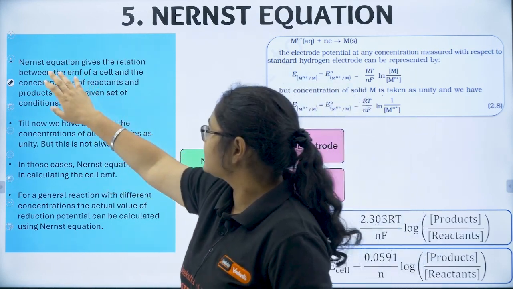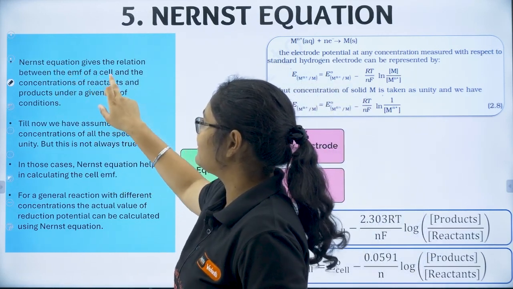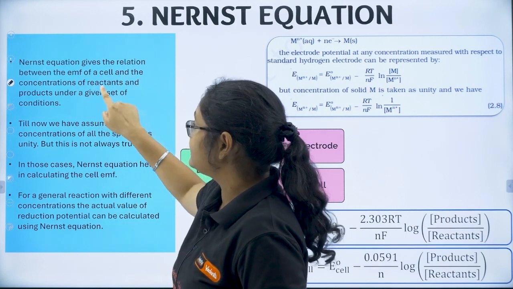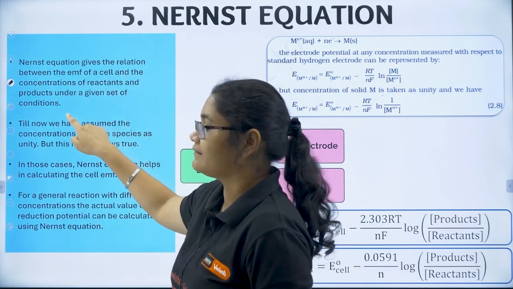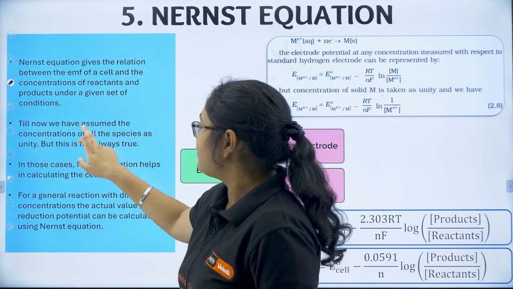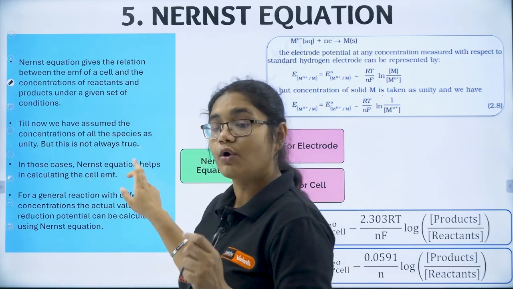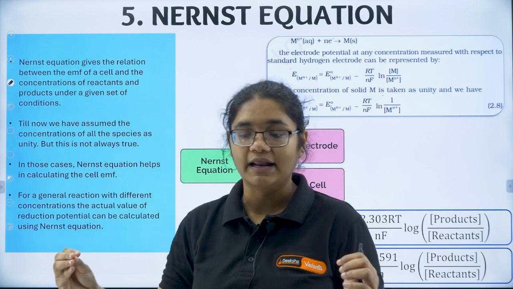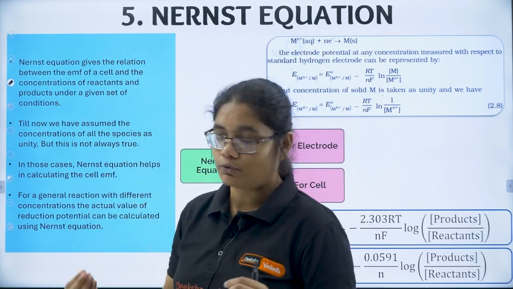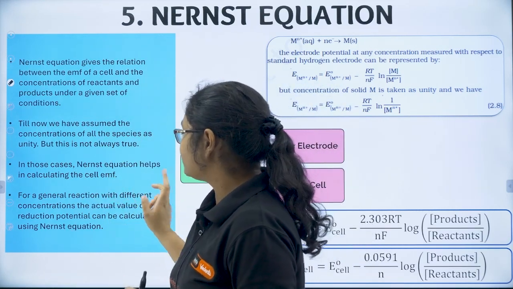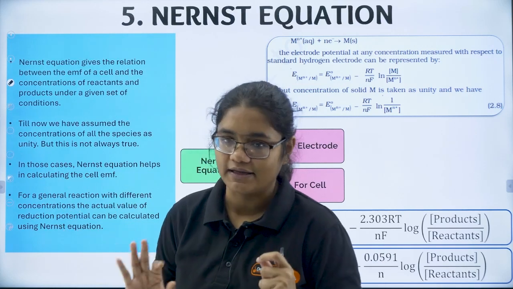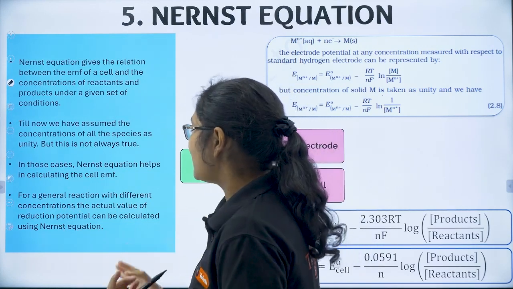So you can see the Nernst equation gives the relation between the EMF of the cell and the concentration of the reactants and products under a given set of conditions. Till now we have assumed the concentration of all the species as unity, but this is not always true. We cannot have the concentration be 1 molar every time. So in those cases, the Nernst equation helps us to calculate the cell EMF. Okay, how we are using that we will see.